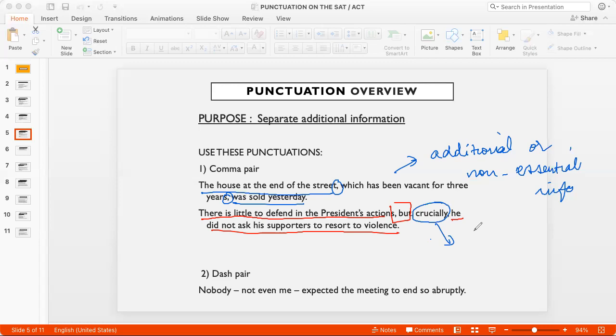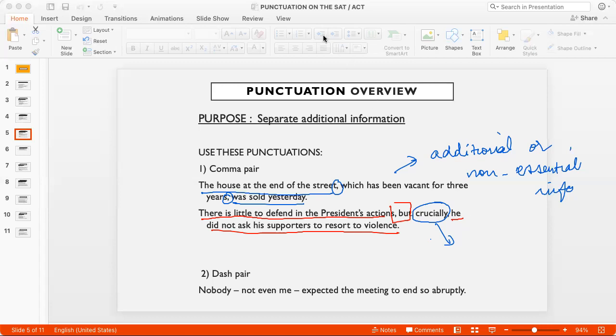How is it doing that? It's saying that I'm not defending the president's actions. What happened was wrong. But there is a crucial point to note that he did not ask his supporters to resort to violence. At no point did he tell them to engage in violence. So that crucially is an adverb that provides added emphasis to the point made in the sentence. But at the same time, that crucially is not required in the sentence, because even if I took it out, my sentence can still stand grammatically, right?